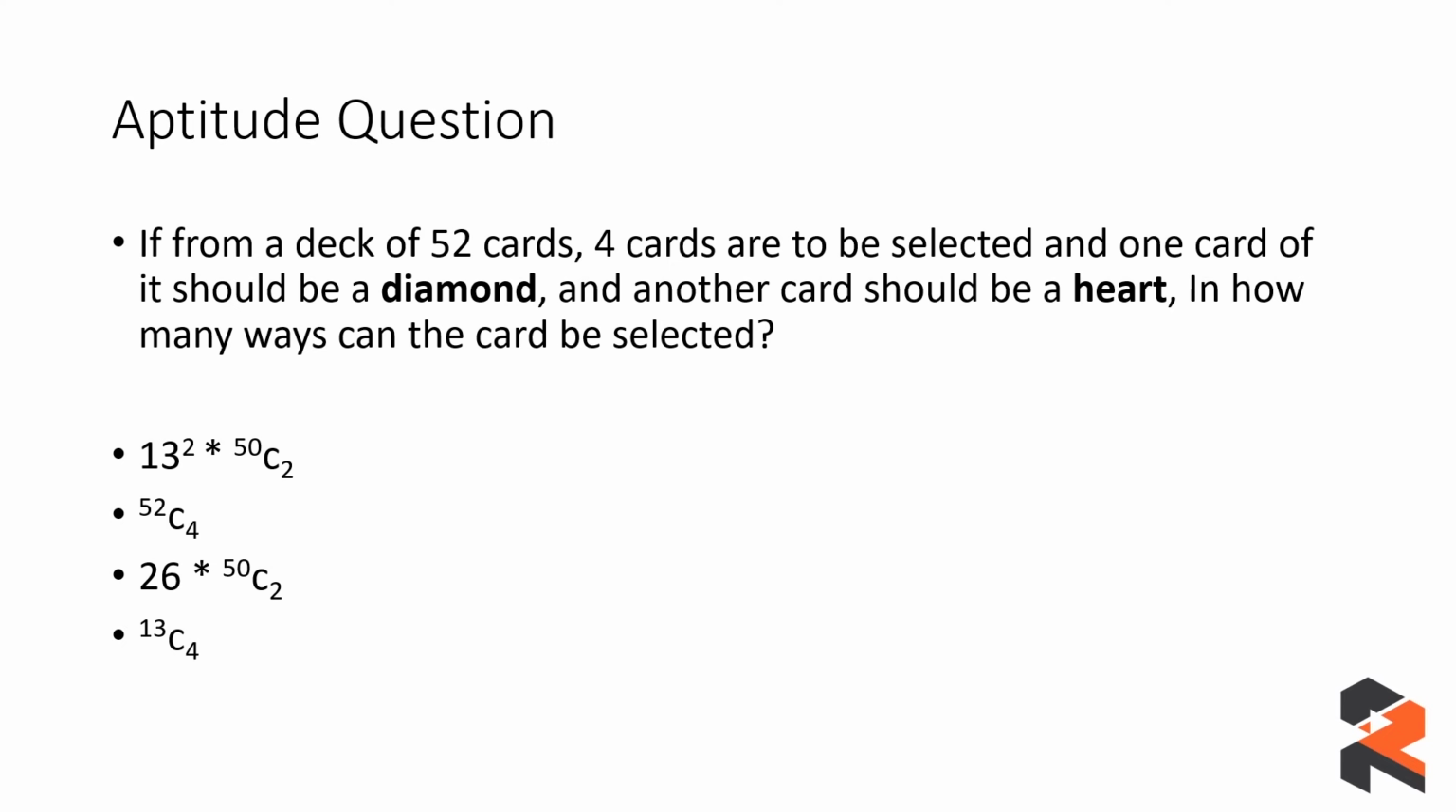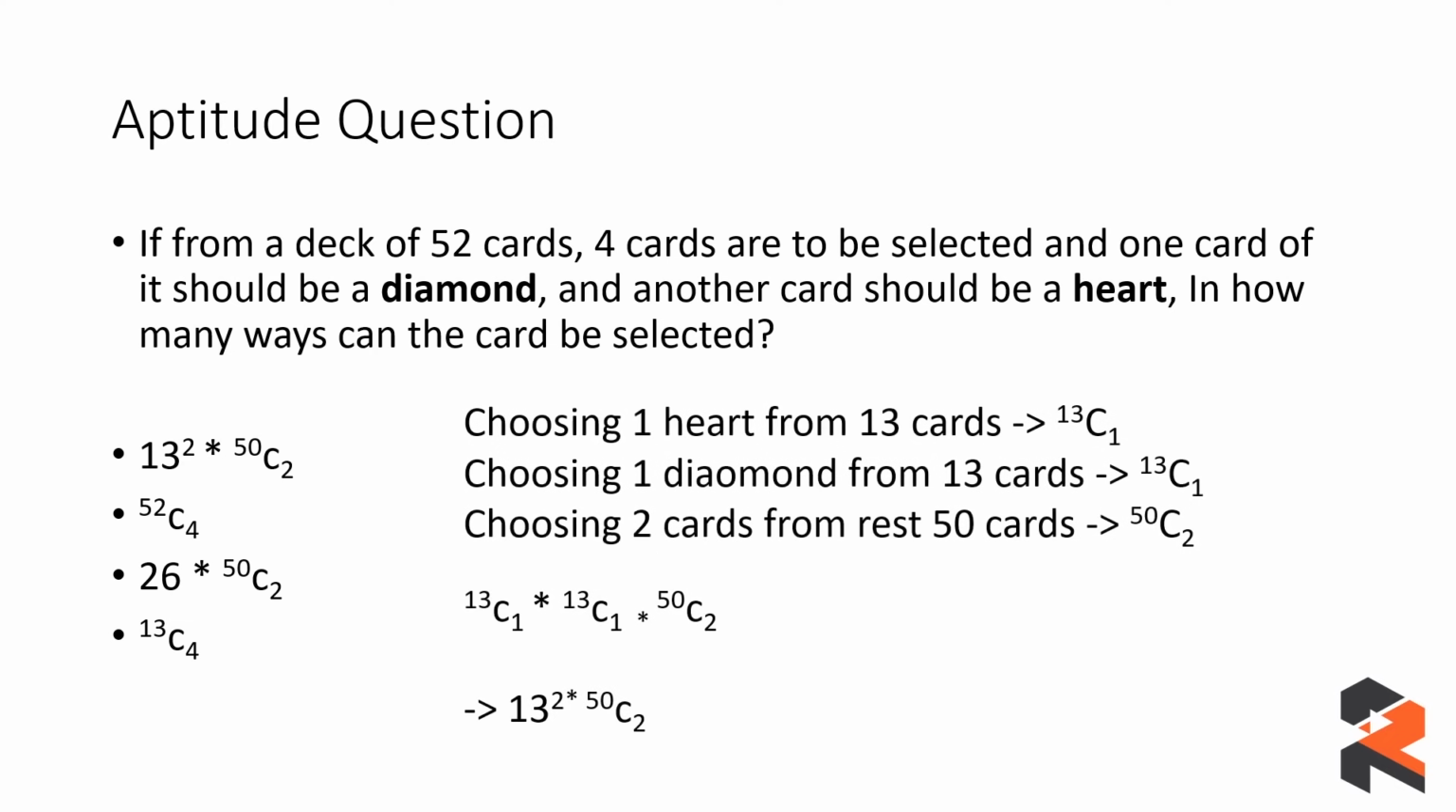If you have a knowledge of permutation and combination, you know that from the deck of 52 cards, if you were to select a diamond, there are 13 cards of each type. So diamonds, hearts, and the other two. There will be 4 categories, and 13 into 4 will result in 52 cards. Choosing one heart from the 13 cards can be done in 13C1 ways, which means one card from 13 different combinations. Similarly, choosing a diamond from 13 cards will result in 13C1 ways, and once these two cards are chosen, we are left with 50 cards.